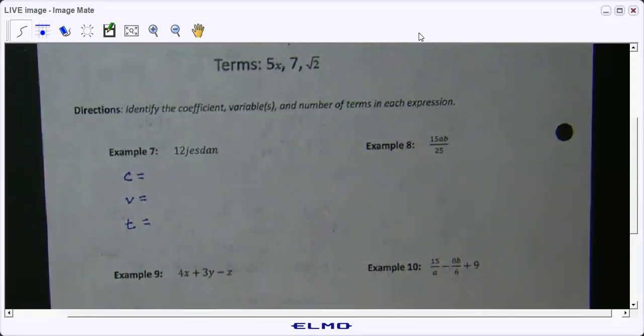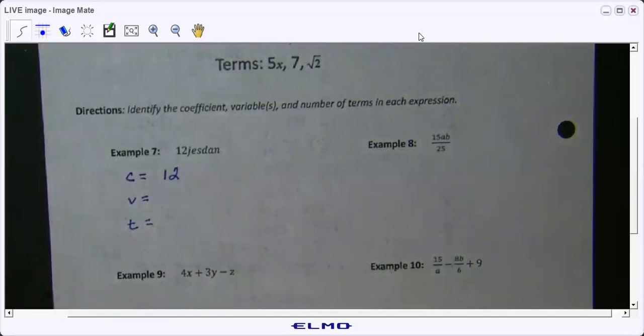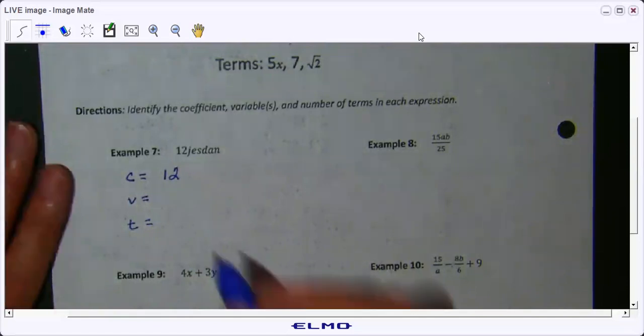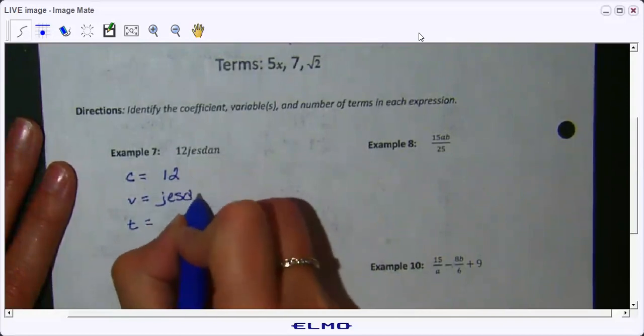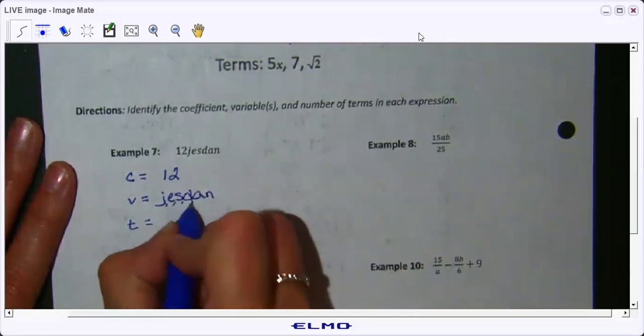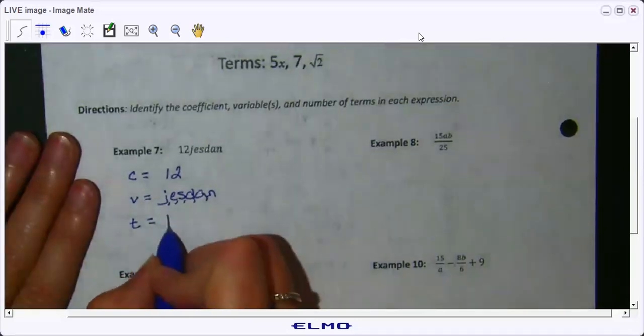but if they do, this is how you would write it. Okay, so in this case, our coefficient is, anyone? Well, it's the number in front of a letter. Okay, our variables would be all of the letters. So it's J, E, S, D, A, N. Okay, try to be creative. Just Dan, because I'm Jessica and my husband's Daniel. And you can separate those by commas. Now, remember the definition of term is numbers and letters that are separated by addition, subtraction, or an equal sign. Do you see any of that? So it's just one term. Okay, so we just have one term there.